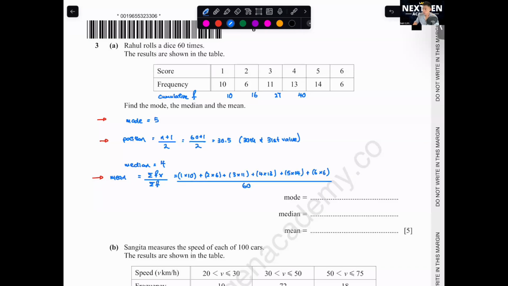Please write down your working. And here you will get 213 over 60, which will get 3.55. So here will be 5, 4, 3.55. Is the range the highest minus the lowest score of the frequency? Yes. So 6 minus 1. If they ask you range, it will be 6 minus 1 equals 5.